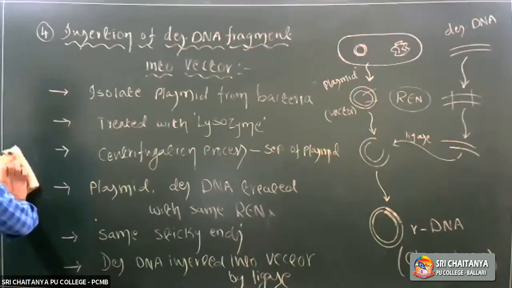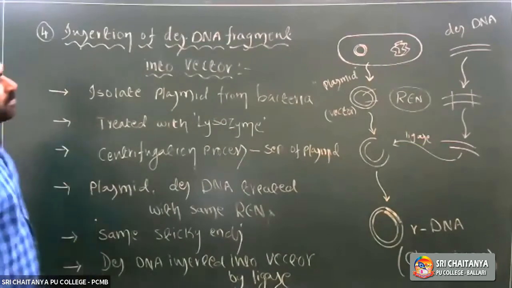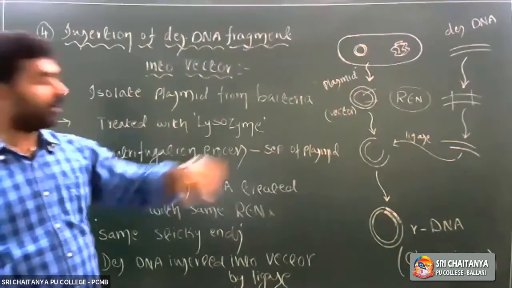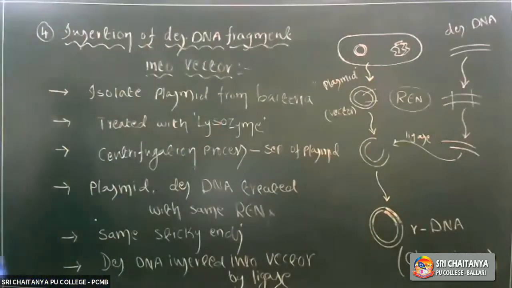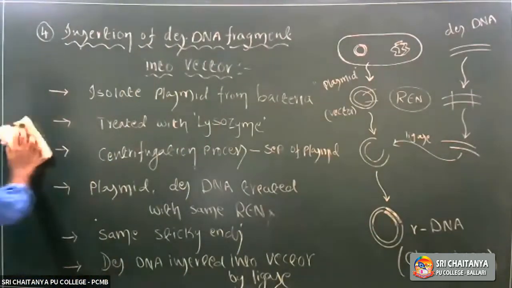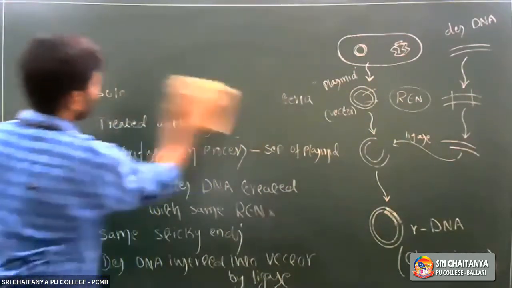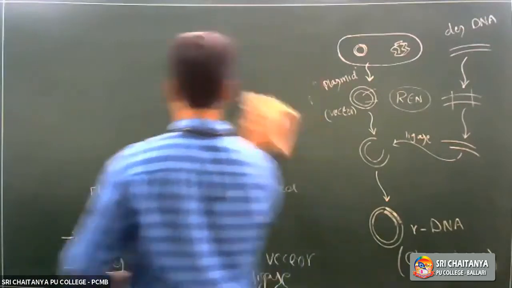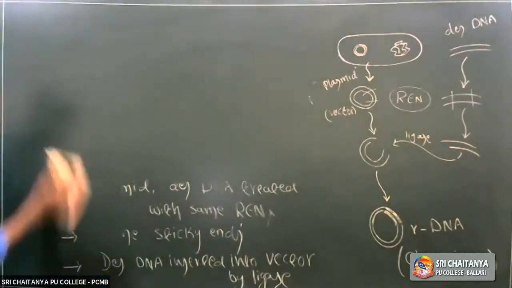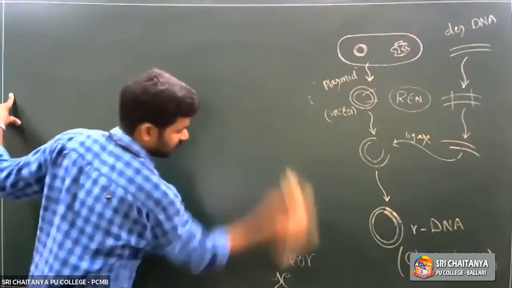Right. Now come to the fifth step again. What is the fifth step? Insertion of rDNA molecule, insertion of recombinant DNA molecule into the host cell cytoplasm. In the process of rDNA technology, the next step is insertion of recombinant DNA into the host cell cytoplasm.